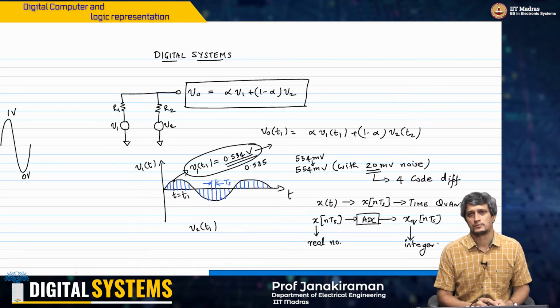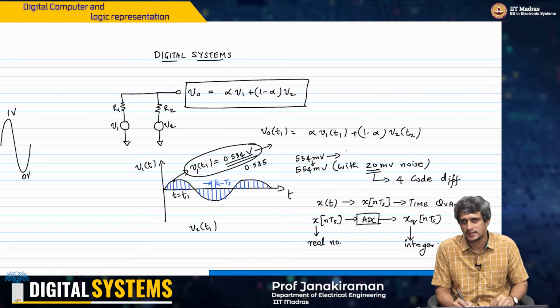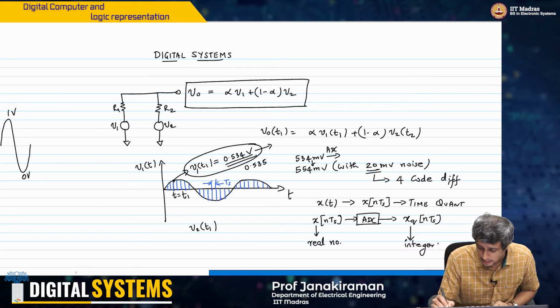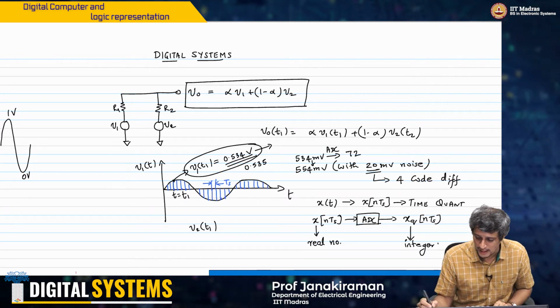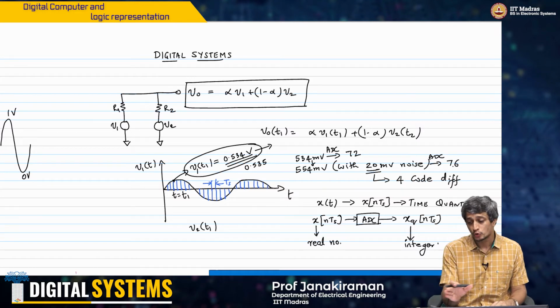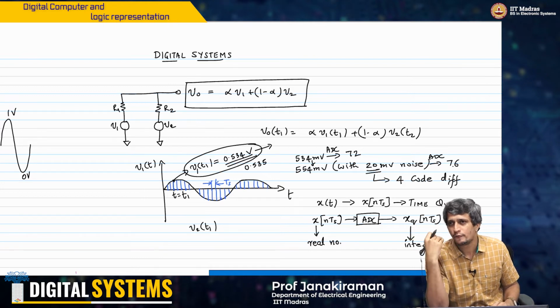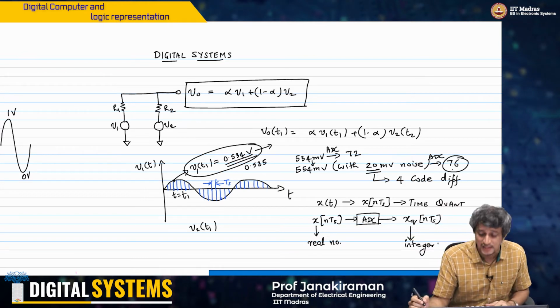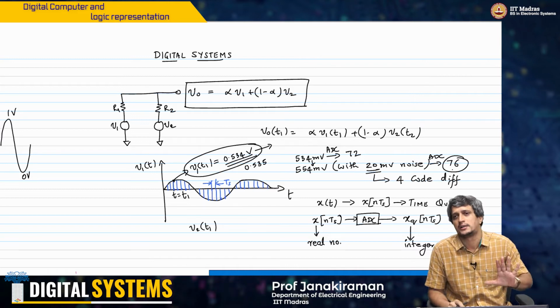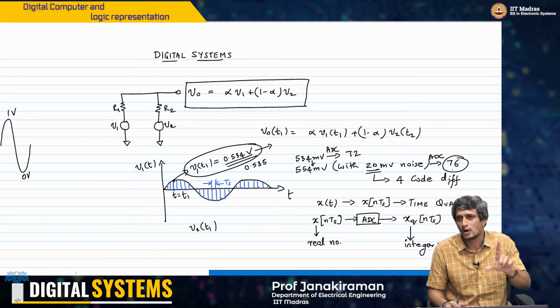in the ADC output. For example, if 534 millivolt when passed through the ADC gave you a code of a bin number of 72, then this will give you a bin number of 76, and therefore the two of them are very different. And if you compute the answer with this, you will get an incorrect result. That is fundamentally the problem with analog computing.